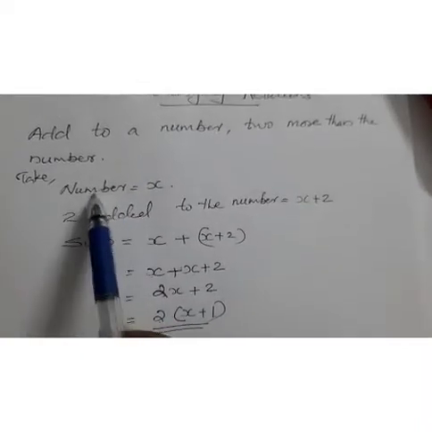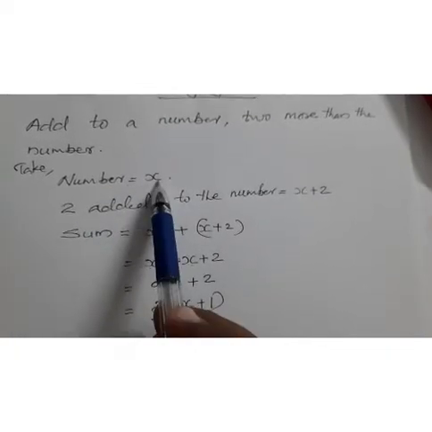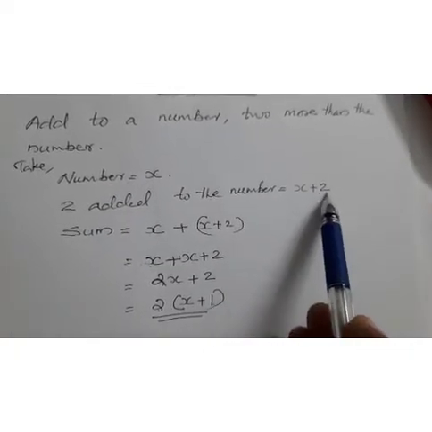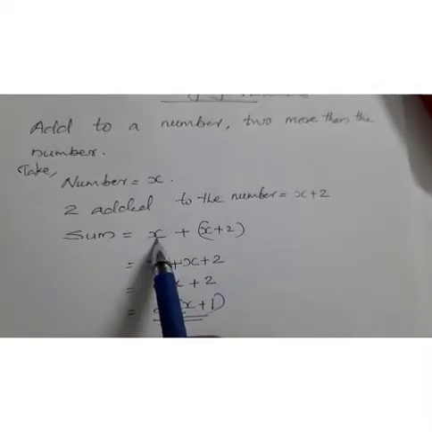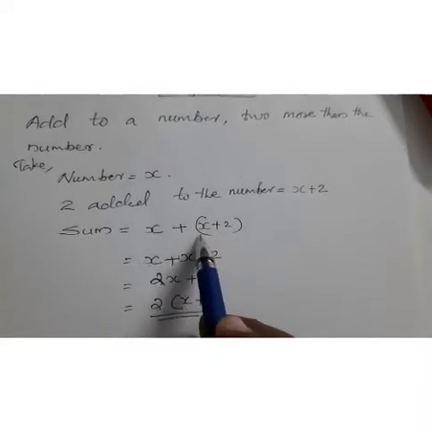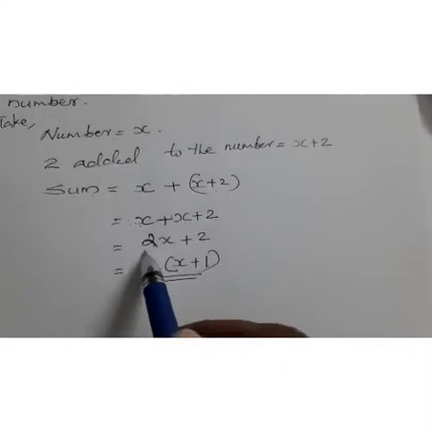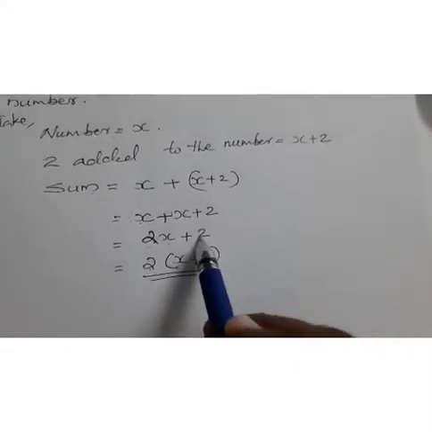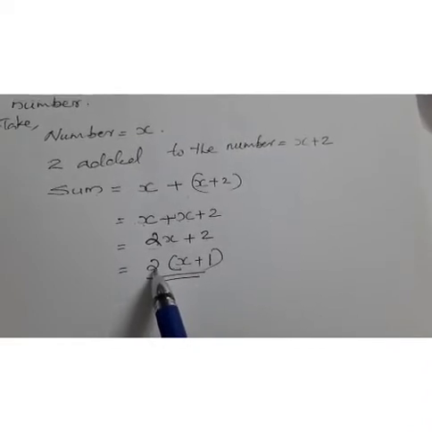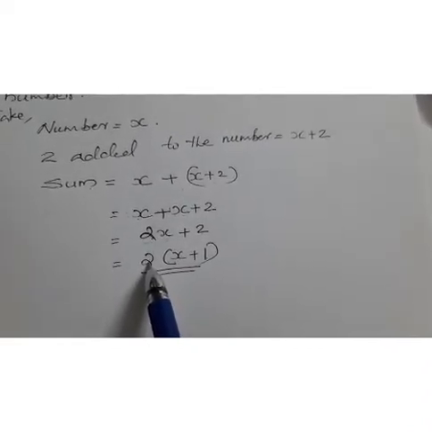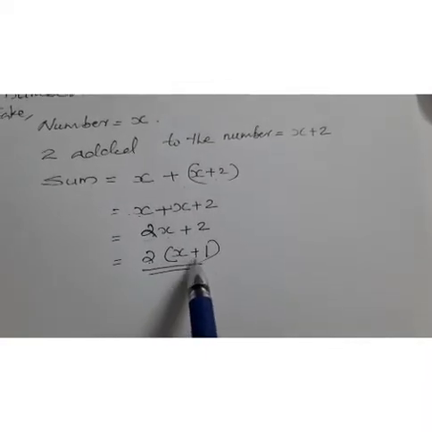So take x as the number. Next you have to do 2 should be added with x. So you got x plus 2. Then you have to take the sum of these two numbers. So x plus 2. Then if you remove the bracket, you get x plus 2. X plus x is 2x plus 2. Then from these two, you have to take 2 as common. So 2 into x plus 2 into 1. We got 2 into x plus 1.